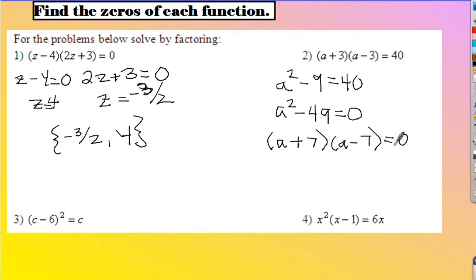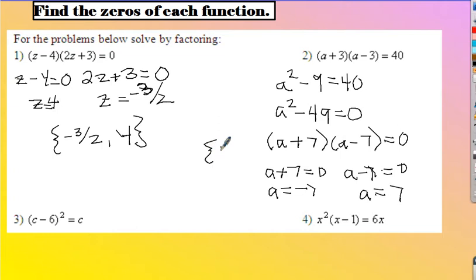And again, the zero product property says that either the factor a plus 7 has to equal 0 or the factor a minus 7 has to equal 0. So for this first one, a could equal -7, or for the second one, a could equal +7. Both of those should be included in your solution set, either positive or negative 7.